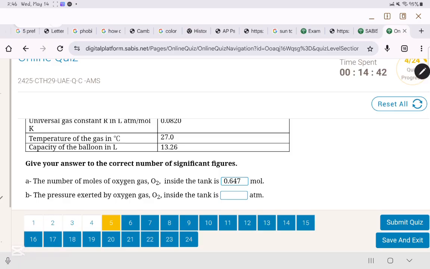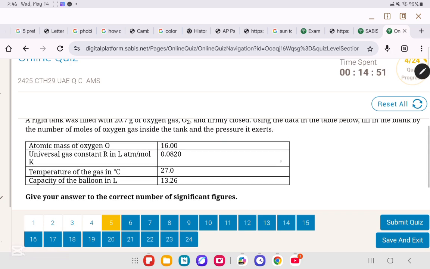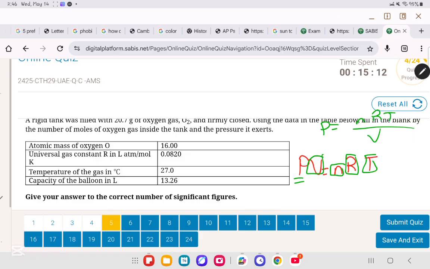They said the pressure exerted by oxygen gas O2 inside the tank. How to find the pressure exerted by oxygen gas inside the tank? We very simply need to apply the equation PV equals nRT. So the pressure, which is what we need to find, volume, we have it, number of moles, we have it, R, we have it, and T, we have it. So pressure is going to be equal to nRT over the volume. The pressure, we need to find it.